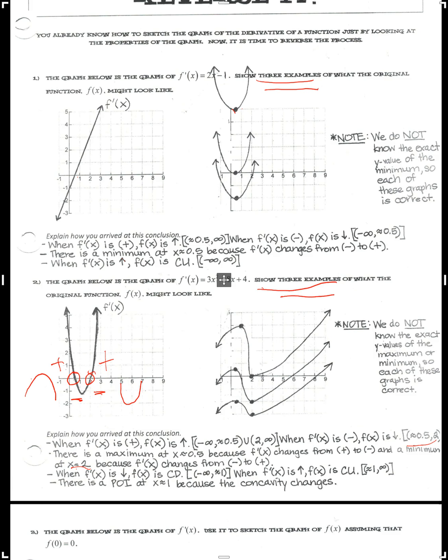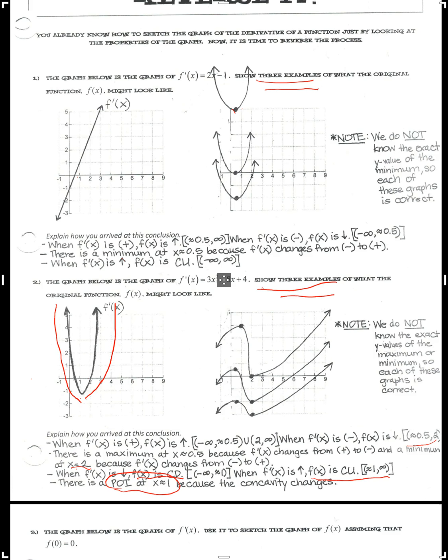Okay. In terms of concavity, remember that to find the concavity, you are looking for increase, decrease. So f prime of x is decreasing from x equals negative infinity to about x is 1. So that would mean that f of x is concave down there. And then the derivative is increasing from about x equals 1 to infinity. So that means f of x is concave up there. And because the concavity changes at about x equals 1, that means there's a point of inflection at x equals 1.